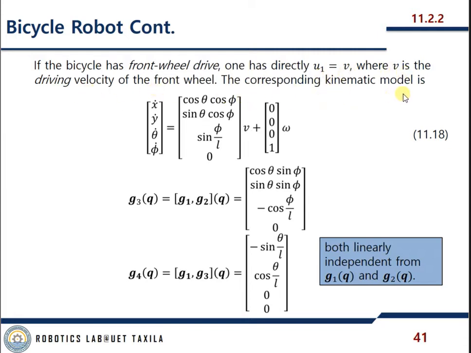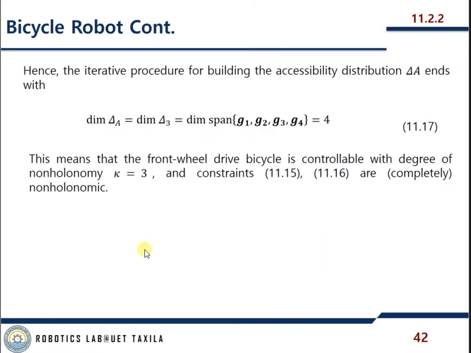The corresponding kinematic model can be written as this. And here G1 is equal to this one, G2 is this one, G3, the Lie bracket of G1 and G2, is this one, and G4 is this one. It is to be noted that both are linearly independent from G1 and G2. Both of these vectors are independent from G1 and G2. Hence, the iterative procedure for building the accessibility distribution, delta subscript A, ends with this equal to 3 and this equal to 4.